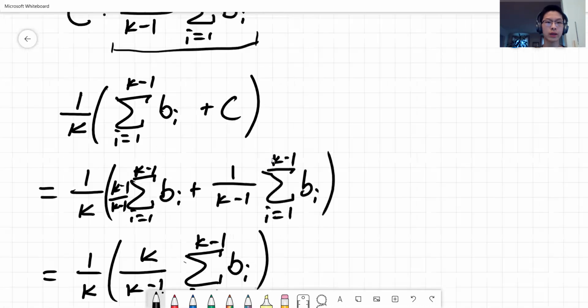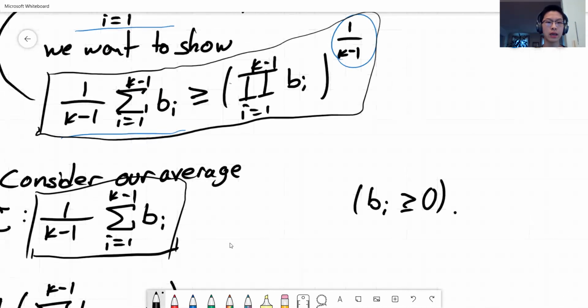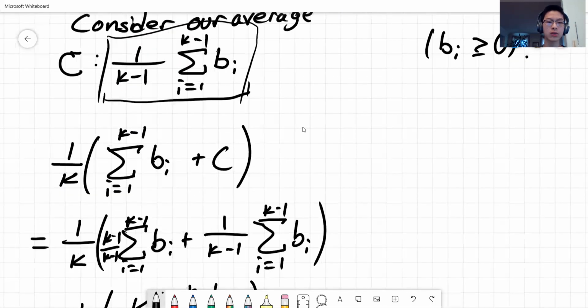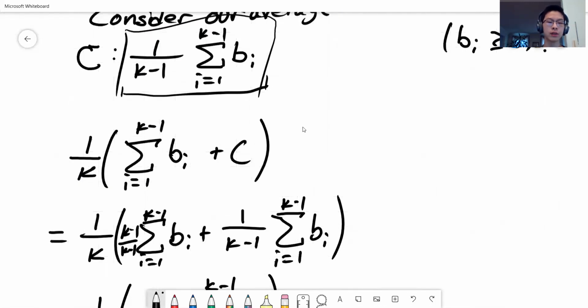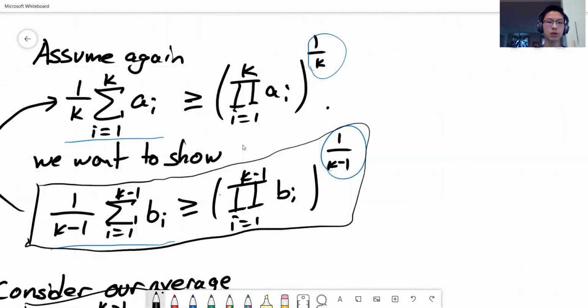So actually, we can take this sum, which is in the left-hand side of what we want to prove, and we can consider it as an average, an arithmetic mean of k values. And this is inevitably how we're going to use the inductive hypothesis here.